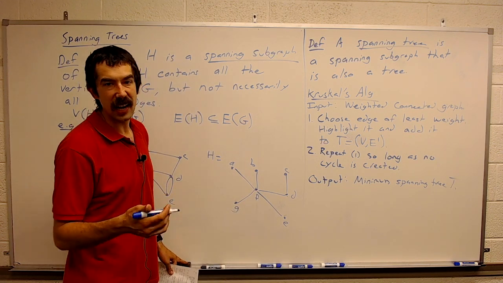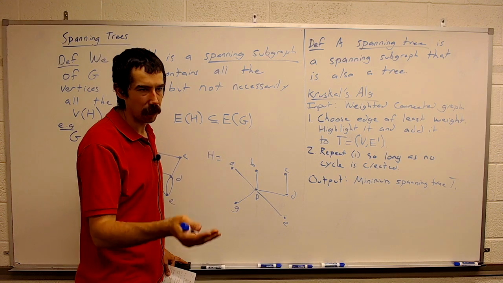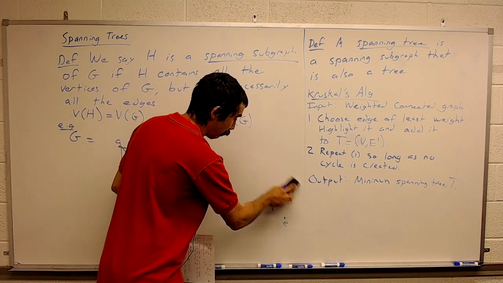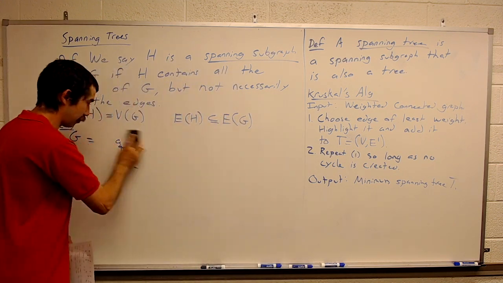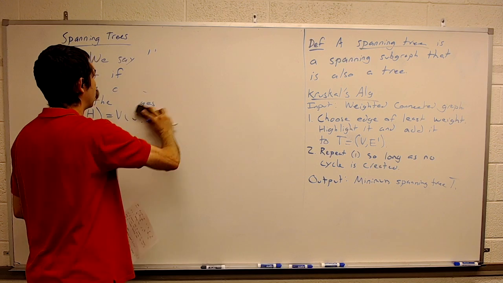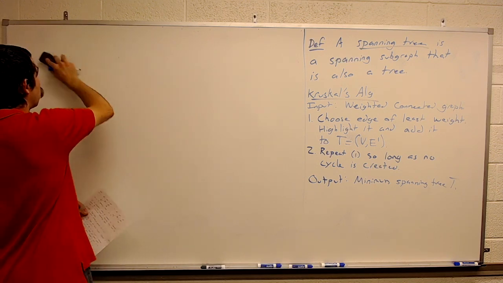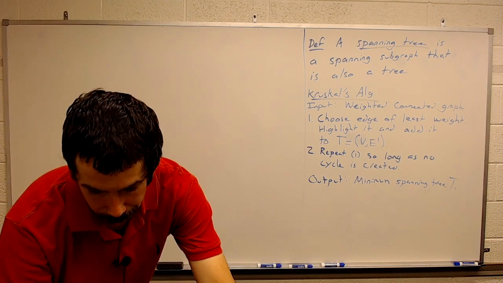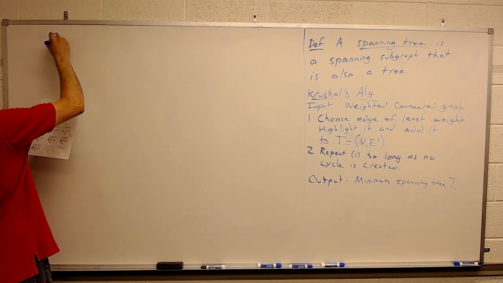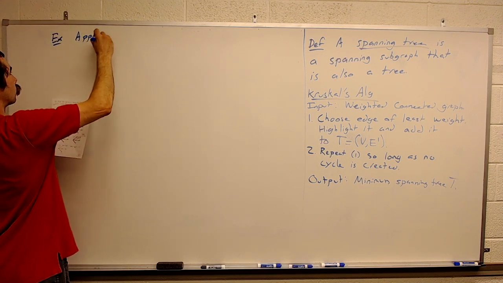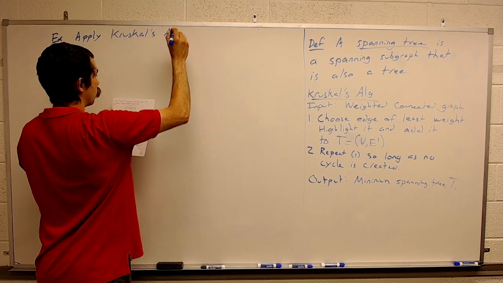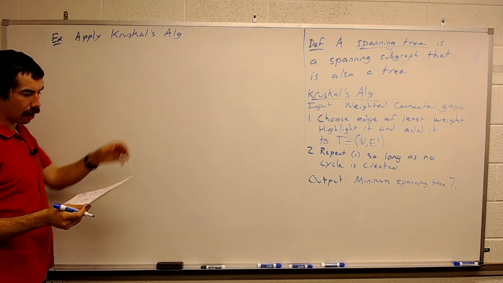Okay, note that if there's a tie, right, if two edges have the same weight, just pick one of them. It doesn't matter. You might get a slightly different tree, but it's going to have the same weight. So this is a very easy algorithm to run, and it's guaranteed to get us the minimum spanning tree. All right, let's do an example. All right, so we're going to apply Kruskal's algorithm to the following graph.